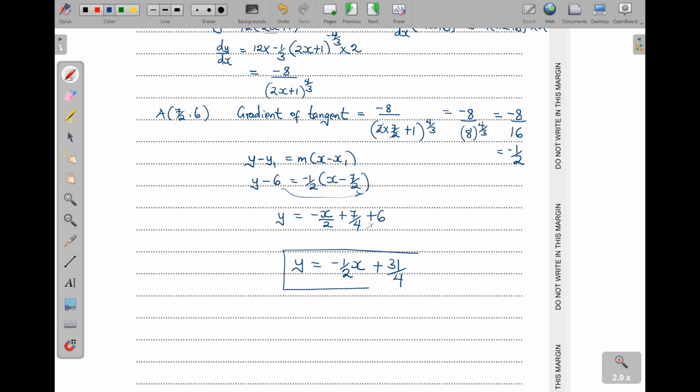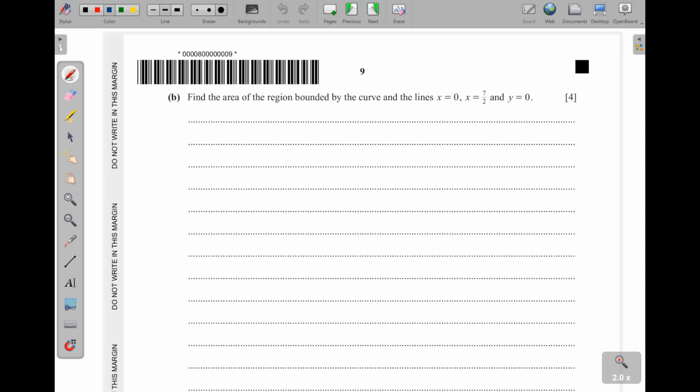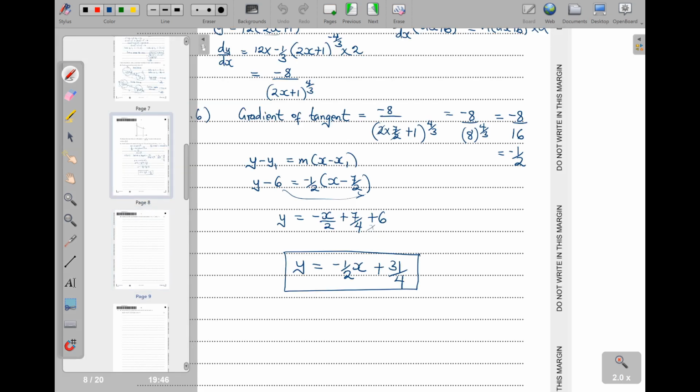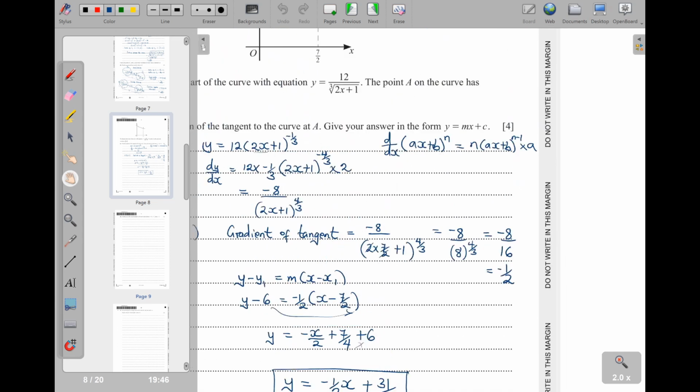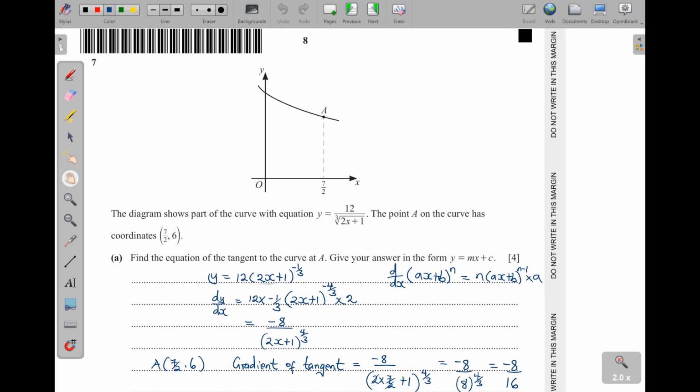Part b: find the area of the region bounded by the curve and the lines x = 0, x = 7/2, and y = 0. When we check back here, the region they are talking about is this one here. So we just need to integrate from the x coordinate here, which is 0, the origin, to here, 7 over 2. The line x = 0 is the y-axis here.